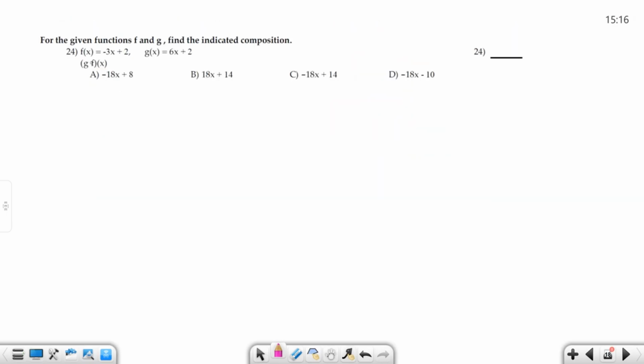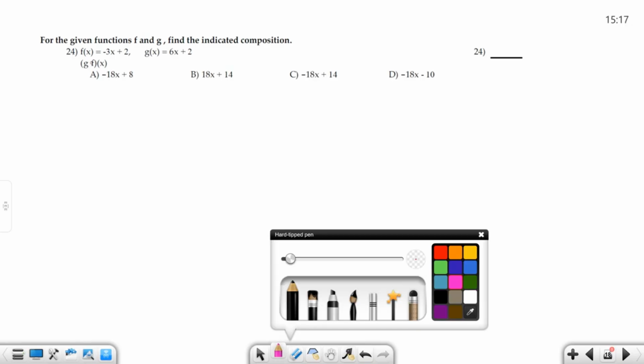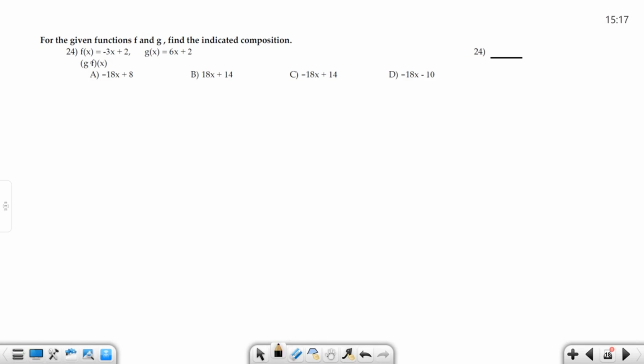For the given functions, find the indicated composition. And let me go ahead and say this about this one. It's a little funny looking on here. I hope it did better in Canvas. This really is G composed with F of X. So it's what you would expect it to be with a composition here. G composed with F and then of X.